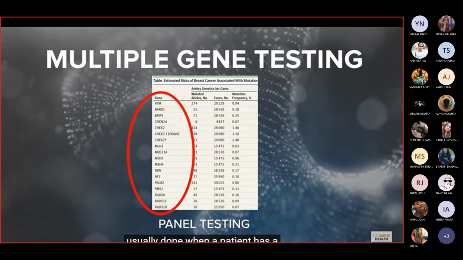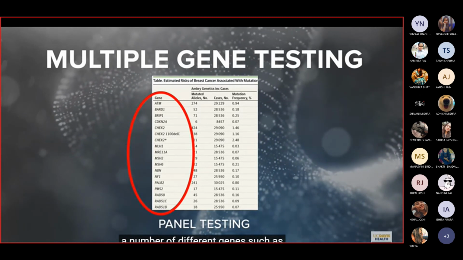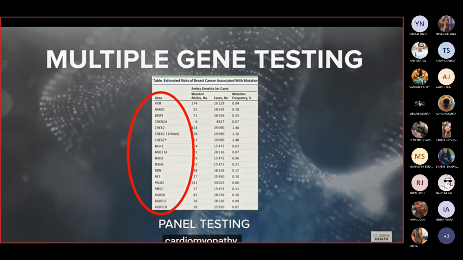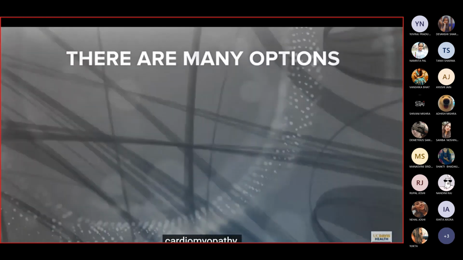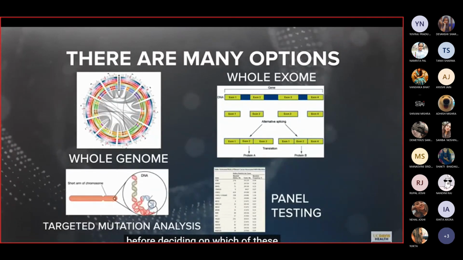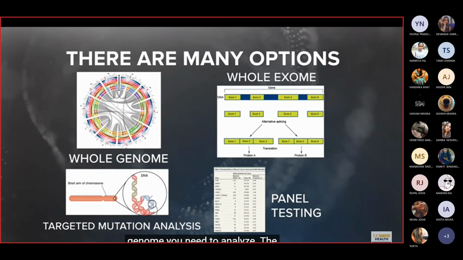Panel testing is usually done when a patient has a specific condition that can be caused by a number of different genes, such as breast cancer or hypertrophic cardiomyopathy. So to recap, there are many different options for molecular genetic testing. The most important question to answer before deciding on which of these options to go with is how much of the genome you need to analyze.